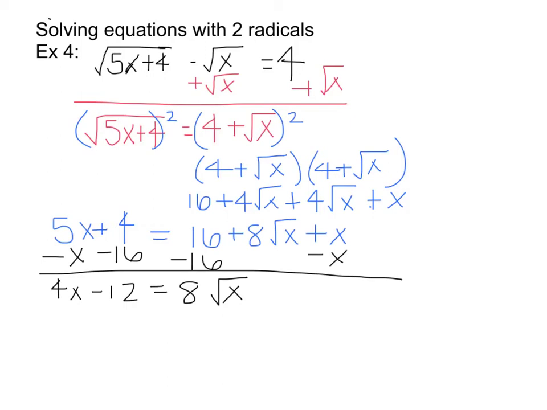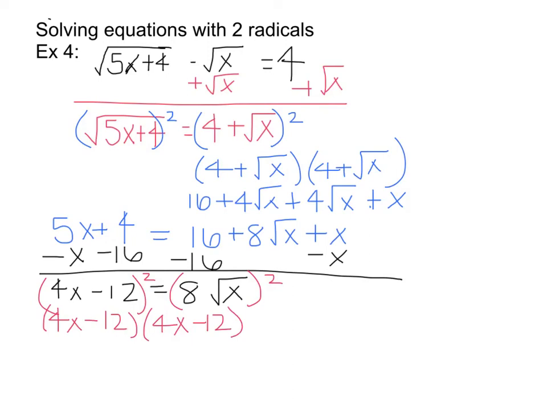Now a lot of you guys are going to attempt to divide by 8, but if you notice over here, 8's not going to go into 4 perfectly, and it's not going to go into 12 perfectly, and you're going to get some fractions and you might not know what to do. So instead, you're just going to square both sides. Again, that means we have to FOIL 4x minus 12 times 4x minus 12.